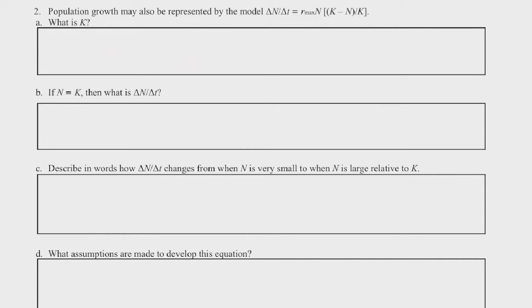Population growth may also be represented by the model delta N over delta T equals r max N, and then parentheses K minus N over K. What is K? So K is equal to carrying capacity. And this is just the number of individuals that can be sustained over time. It is a function of the environment.